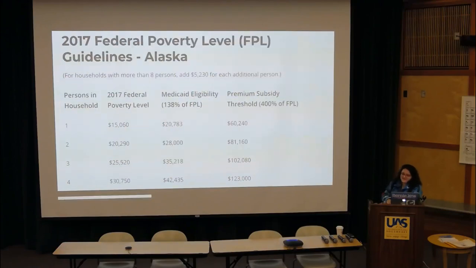So this one is for Alaska. As you can see, our federal poverty level is a little bit higher than the lower 48. I'll let you take a couple of seconds to look at this one.